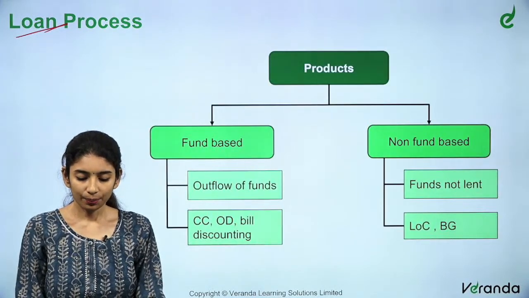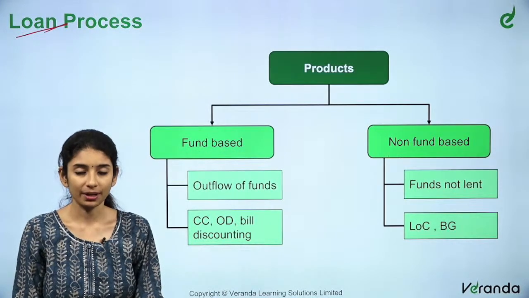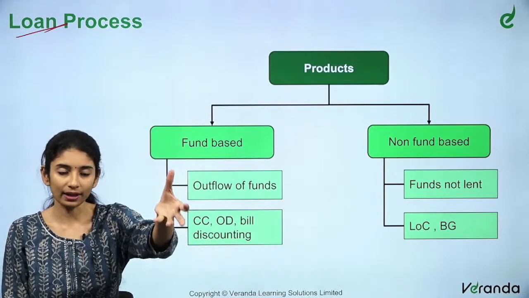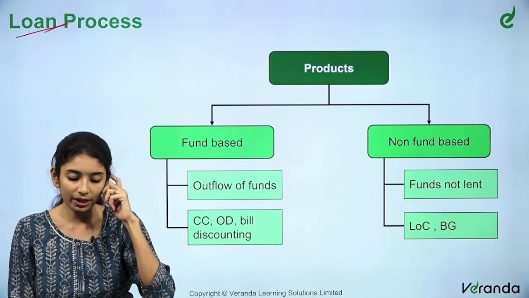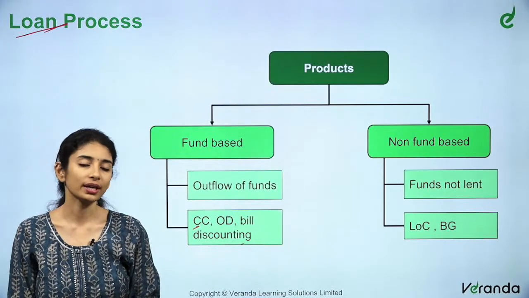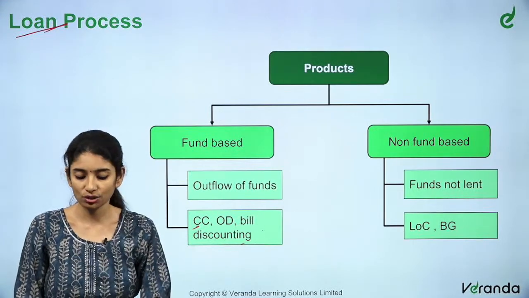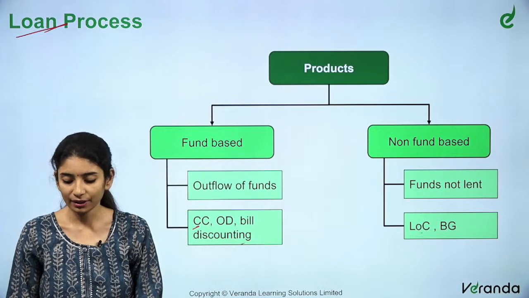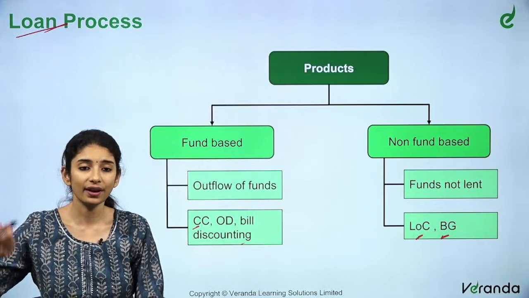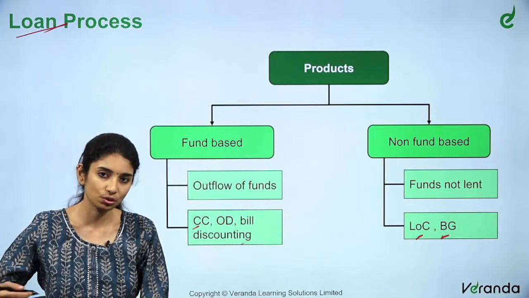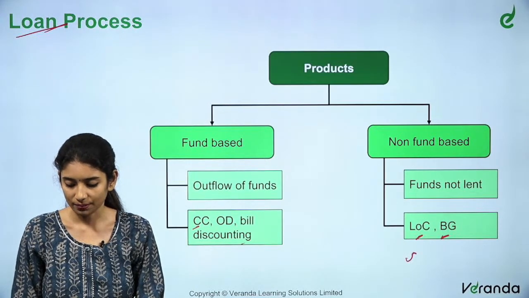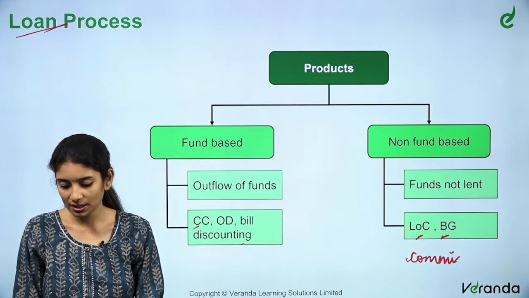Products could be fund based and non-fund based. Fund based means there is actual outflow of money from the bank account. It could be your cash credit, overdraft account, bill discounting, where the bank actually has to send some money into my account. Non-fund based, letter of credit, bank guarantee, means that funds are not given immediately, but in the event of a contingent event at a future date, the bank could have to give out the money. For giving these non-fund based products, it charges a commission.